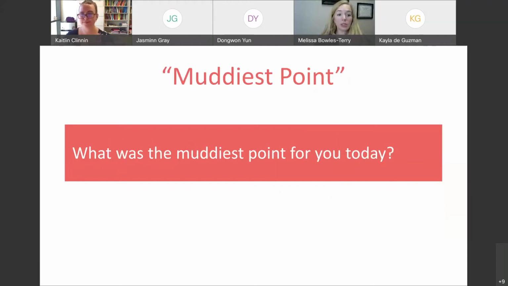And the next one is similar, the Muddiest Point. And this one, it's super important to follow up on. All of these give you an opportunity to correct student understanding or to fill in gaps. But this one in particular is meant just to find out the gaps. So ask students at the end of the session, what was the muddiest point for you today?